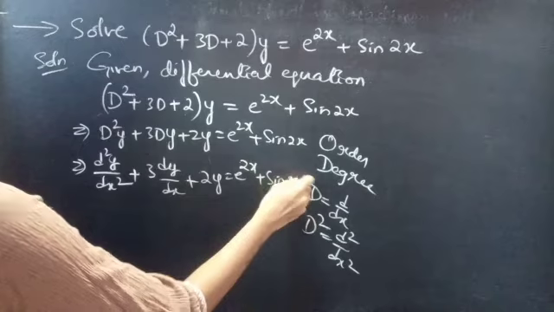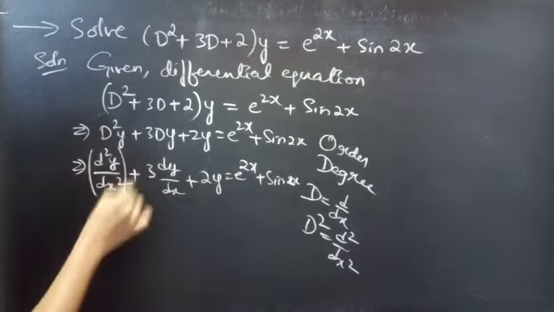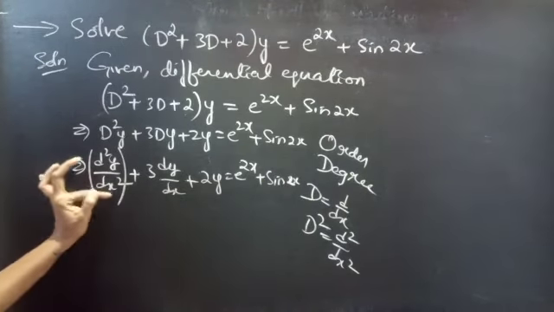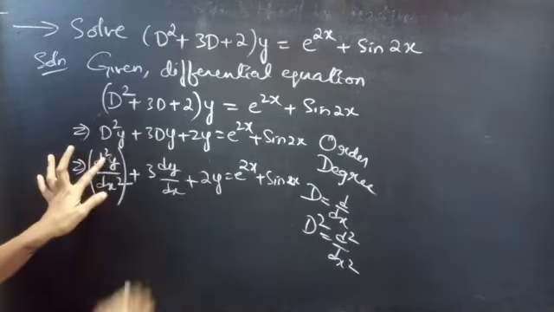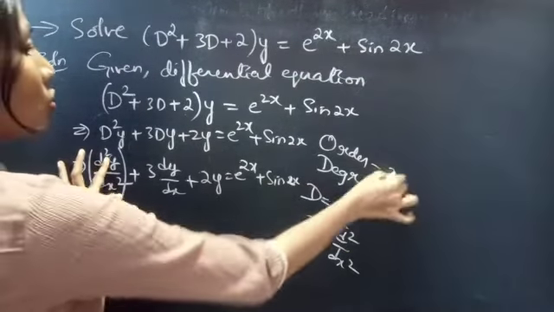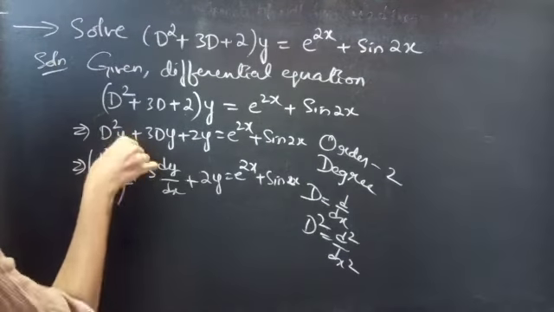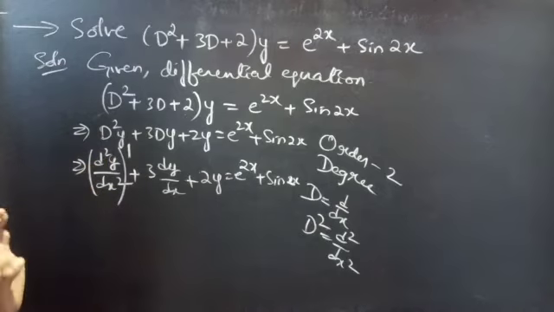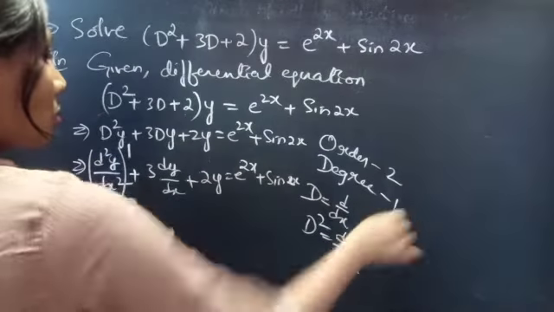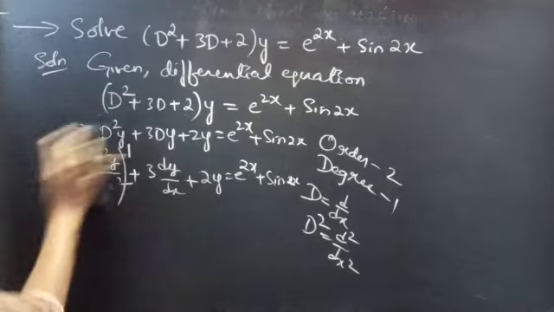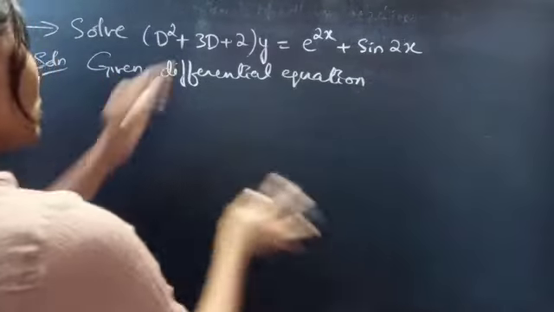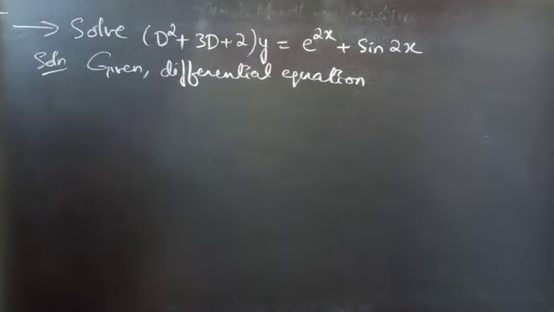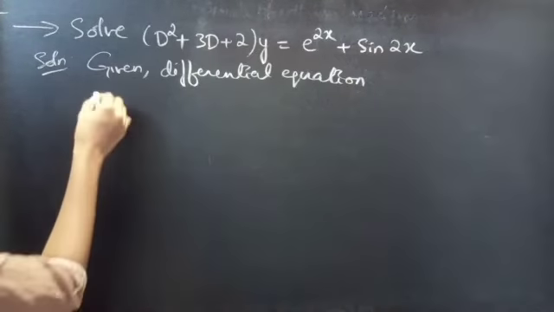So let's identify the highest derivative here. d square y by dx square is the highest derivative, so the order of the equation is 2, and the highest power of the highest derivative is the degree. So here our degree is 1. By looking at the equation itself, we can say that the degree is 1 and order is 2. Order is 2 and degree is 1.